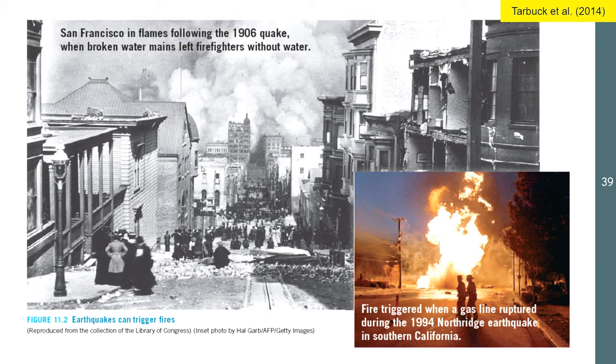And another thing, fire was triggered when a gas line, a pipeline underneath the Earth's surface, ruptured during the 1994 Northridge earthquake. So not only are we susceptible to tsunamis if we are near bodies of water, fires can also happen after an earthquake in major cities.